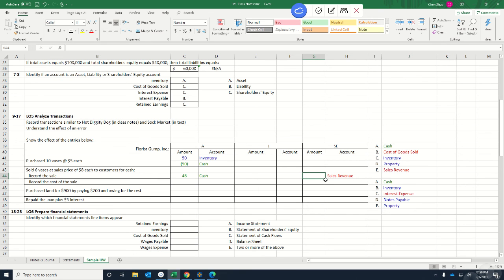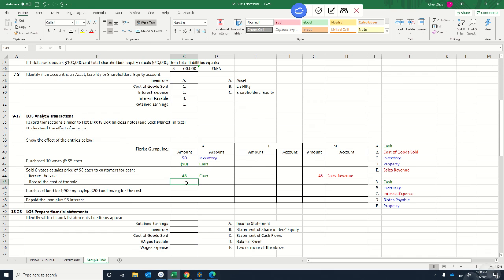Okay. And then what is the sign for this sales revenue? Is it increase or decrease? Yep, increase, correct. You sell more stuff, you collect more revenue, and this is an increase. And now you look at the result of this transaction: a $48 increase in both your asset and your shareholders' equity. Does that make sense? Yeah. Okay, next one. Record the cost of the sale.